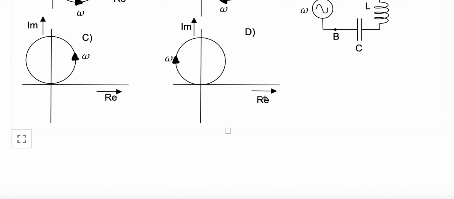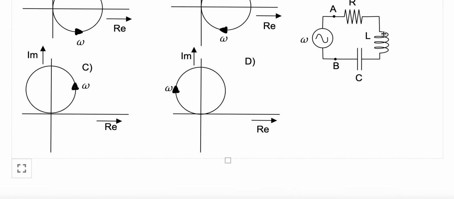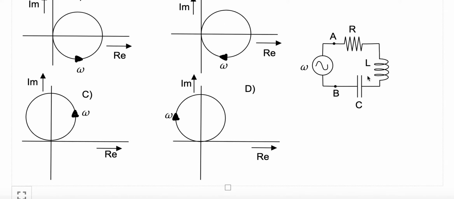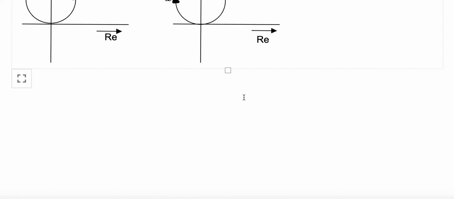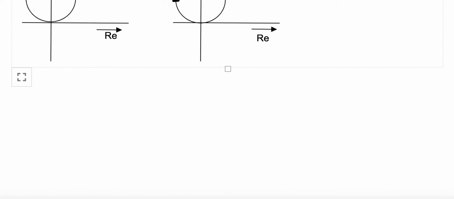The usual procedure is first you need to find the impedance, then the admittance. What is the admittance locus? The admittance locus is the graphical representation of admittance with the variation of frequency. So for that you need to find the admittance first. First let's write the impedance.